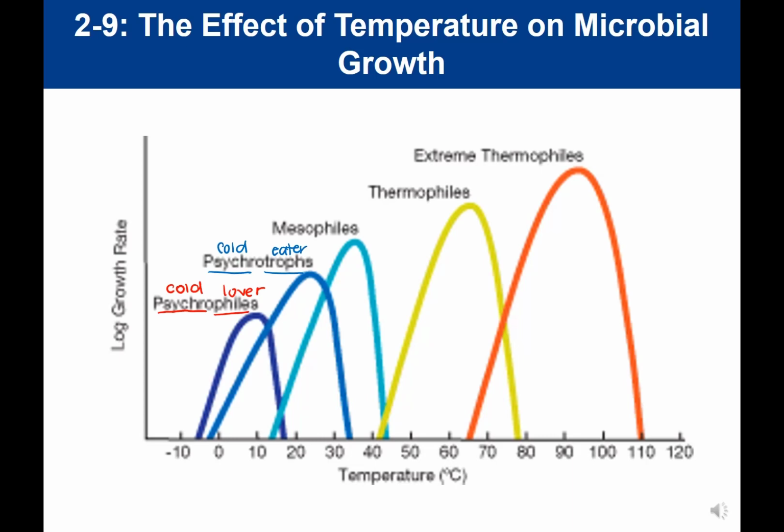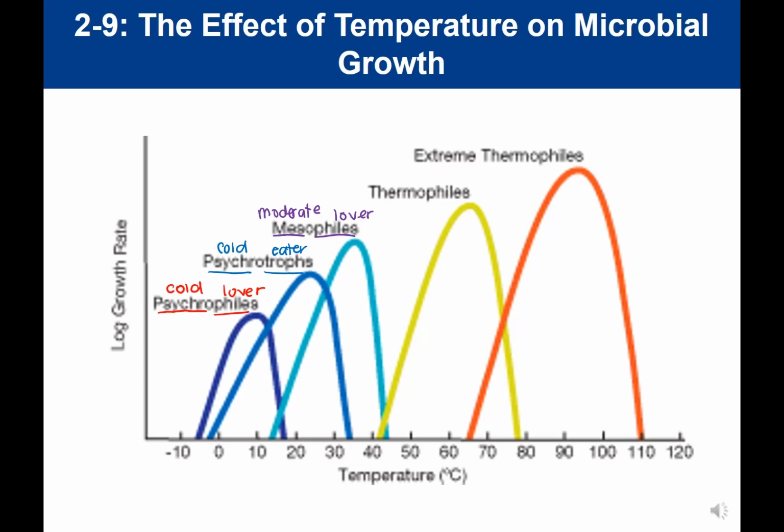Next, we have our mesophiles. Meso, moderate. Phile, lover. So these are our moderate temperature lovers. So these grow minimally at about 15 degrees or so, maximally at about 45. And notice that optimally, they grow best at human body temperature. So they grow best right around 37 degrees Celsius.